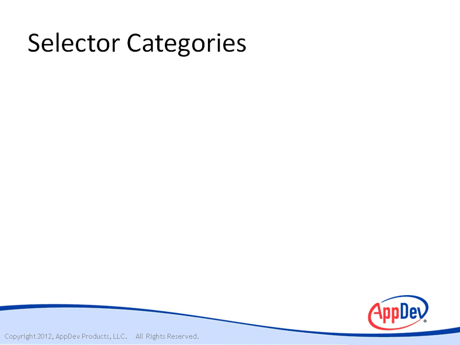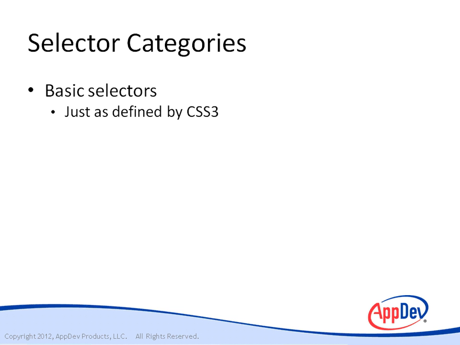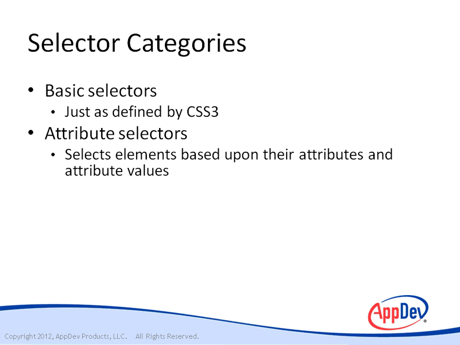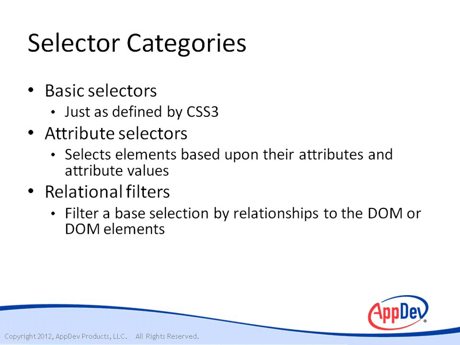These selectors can generally be divided up into 4 categories. Basic selectors that you'll recognize from CSS and that just work as you'd expect. Attribute selectors that pick and choose among elements based upon the element's attributes and the values assigned to those attributes. Relational filters, also called positional filters sometimes, that select elements based upon their position within the DOM or their relationship to other elements in the DOM.